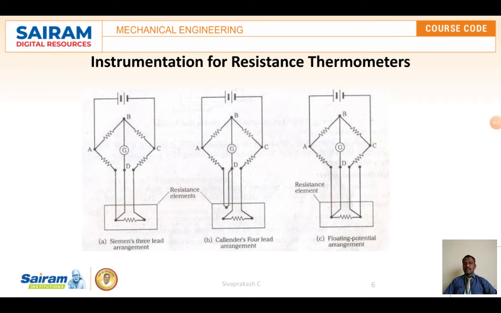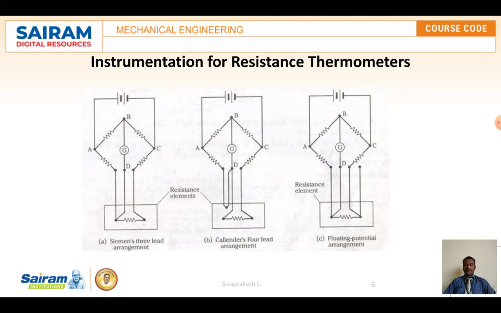So, instruments for resistance thermometer. Some of the Siemens and Callendar's and floating potential arrangements are used over here. Here, first we are going to see what the instrument for the resistance thermometer is. Normally some type of bridge circuit is used to measure the resistance change in the thermometer.